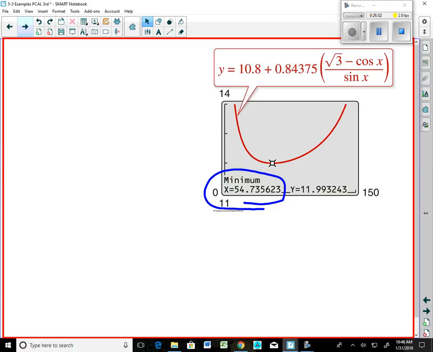And so then that minimum is here at 54.735623. And then, using that same idea, it says for what values of theta is the surface area equal to 12 inches. So wherever 12 inches would be, then you get from 49.9 to 59.9. So I'll just estimate. That's going to be here and here, and that's where it's below that or above that.